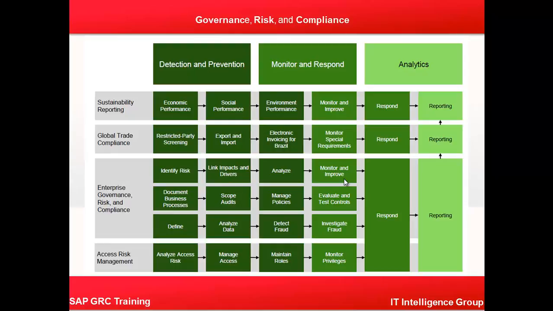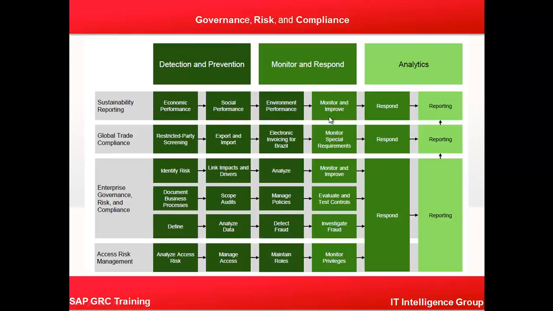So first is governance, that is enhance risk strategy. Second is embed risk management. Third is improve controls and processes. Fourth is optimize risk management functions. Here in this pictorial diagram you have to detect and prevent. We will see the activities which fall under detection and prevention.